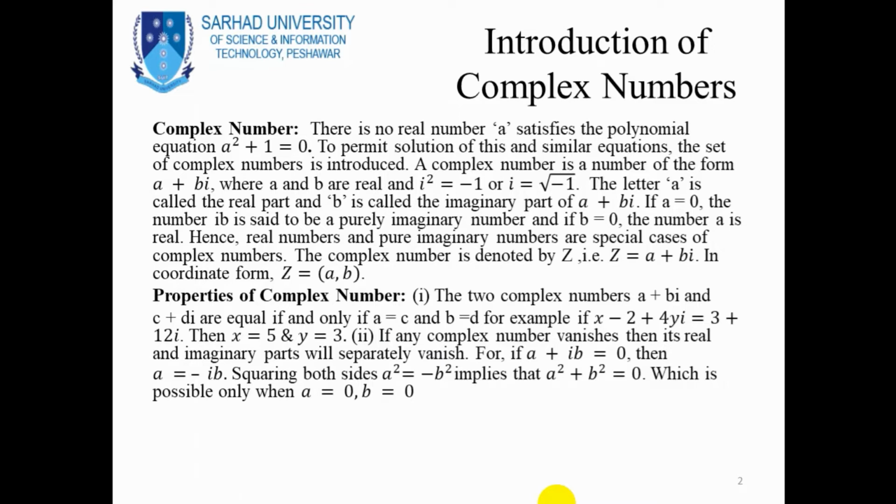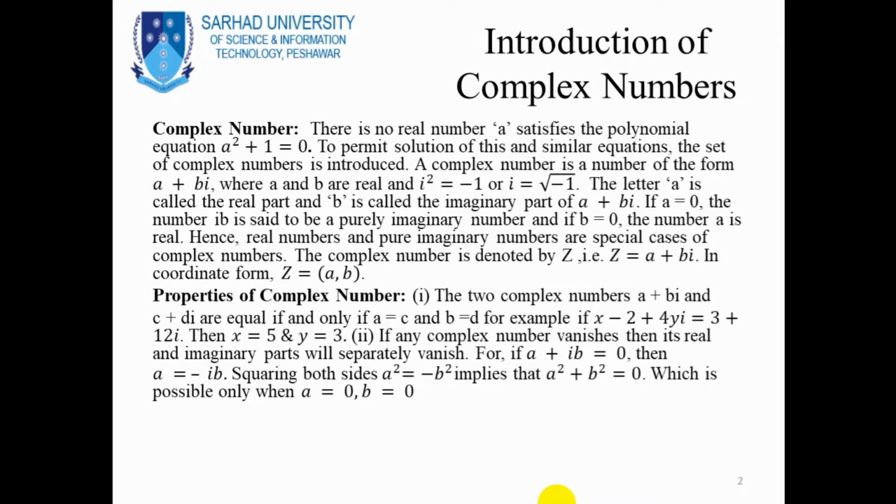A complex number actually is a number for which there is no real number a satisfying the polynomial equation a square plus 1 is equal to 0. For example, in discussing the introduction of a complex number, we have the polynomial equation a square plus 1 is equal to 0. If we solve this polynomial for any real number a, there will be no real value for a which satisfies the equation.